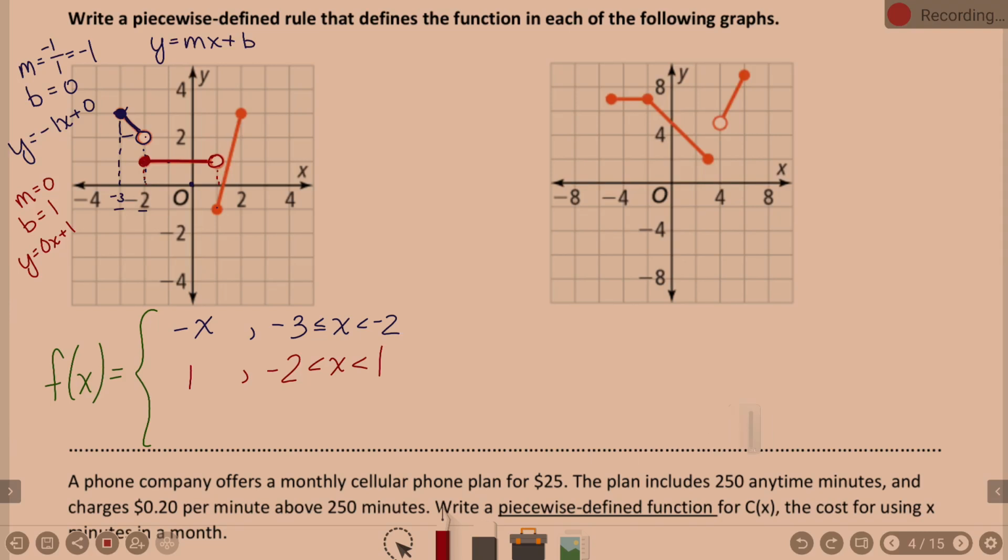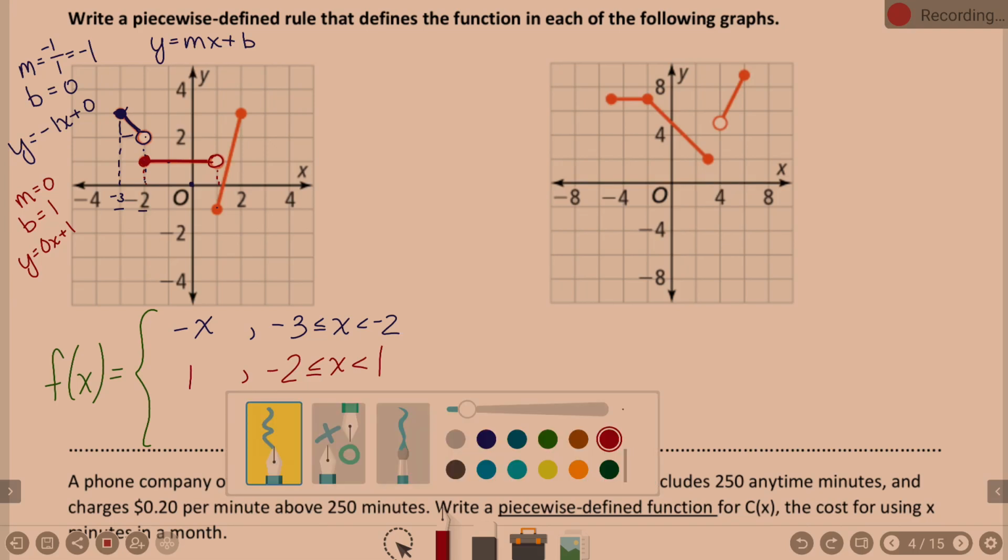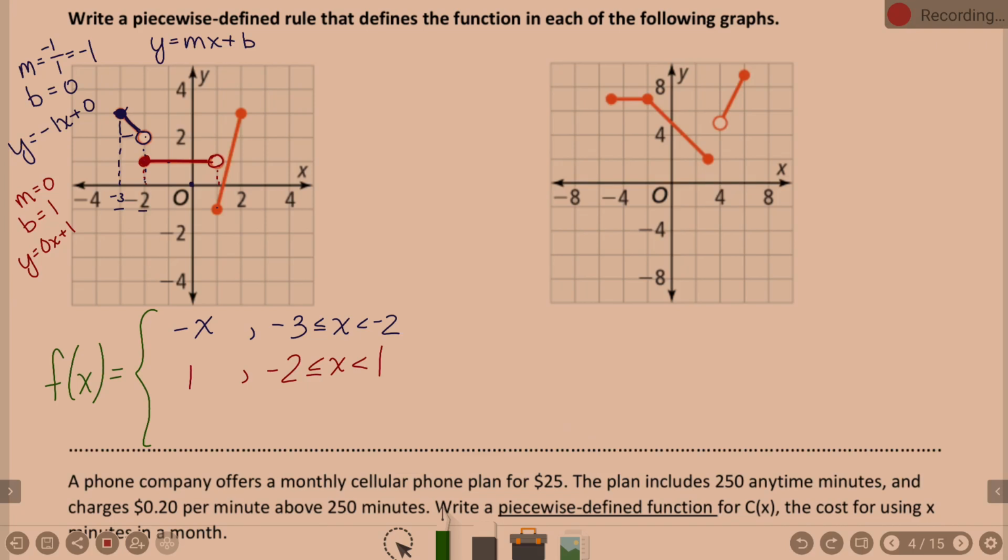Do we have any equals? Yeah, there's one over here at -2 because it's a closed filled-in circle. The 1 is an open circle. And one more piece. Okay. Final piece here.